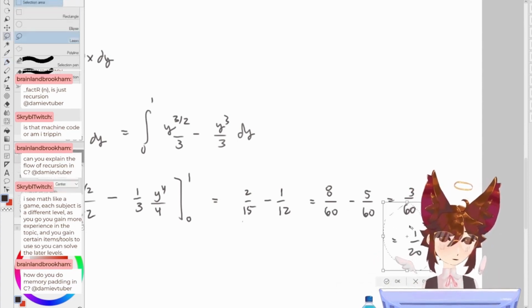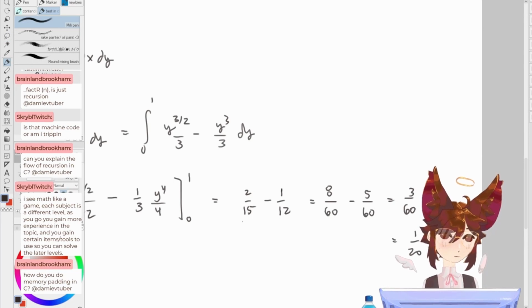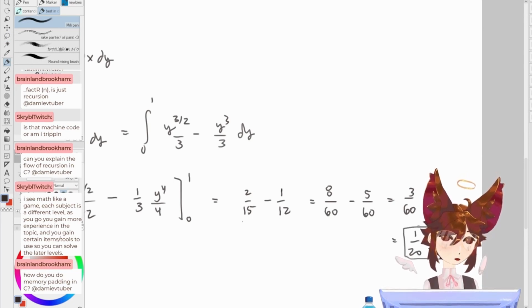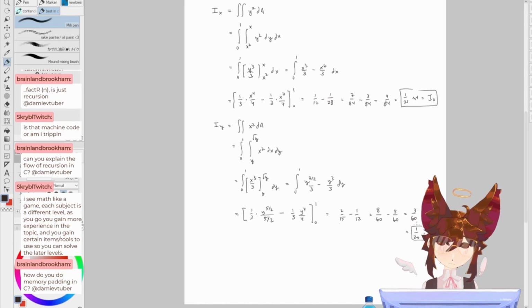There we go. Equals 120 equals IY. Good to know I still got it. Good to know I can still do a double integral.